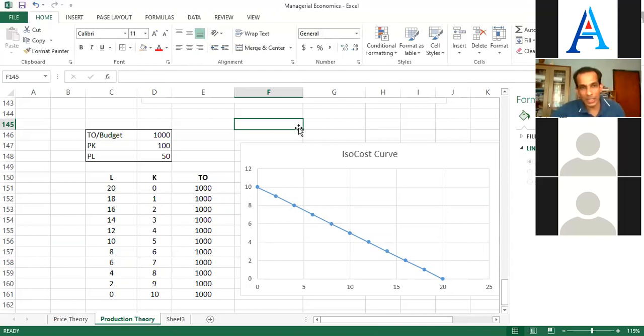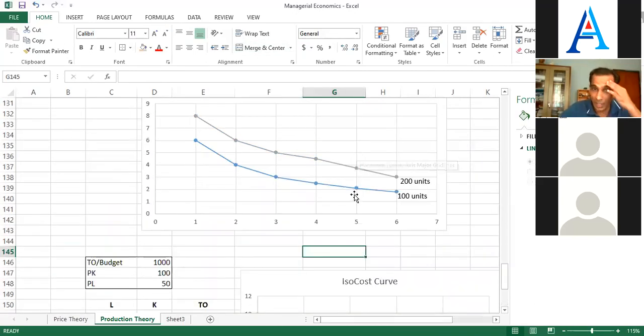Exactly. Since we use the same prices, whether you buy 20 units of labor or 1 unit of labor, it's the same. So that's why this curve is a straight line, since we use that assumption, right? Okay, that's a good point.